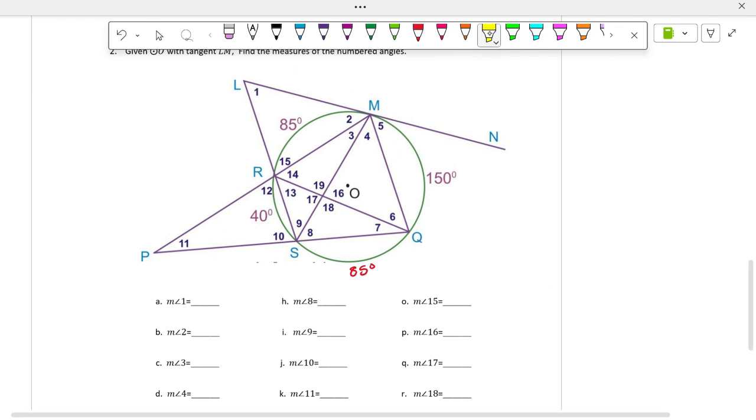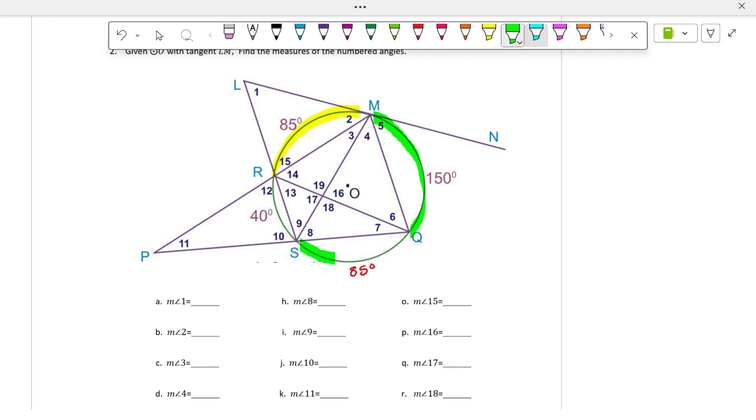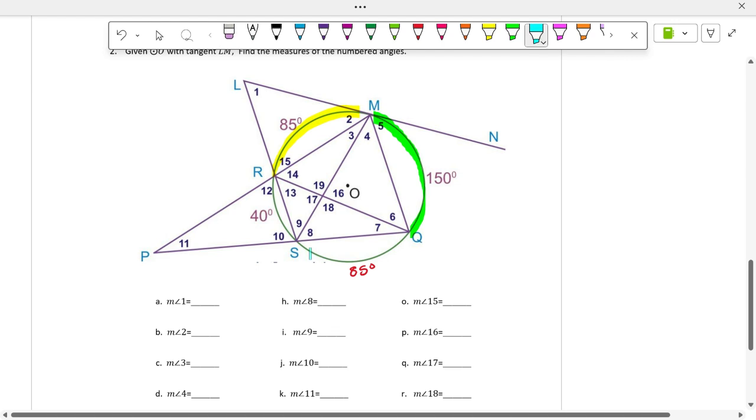Now, if it helps, do what I did on the previous page and highlight your arcs, or sketch them in different colors or something, just so you can see clearly where those arcs will be when you start doing your other types.